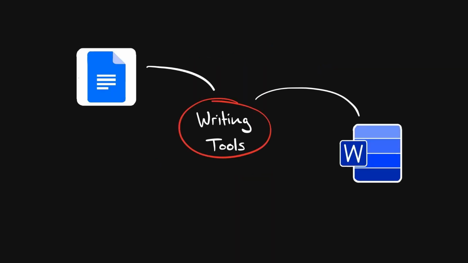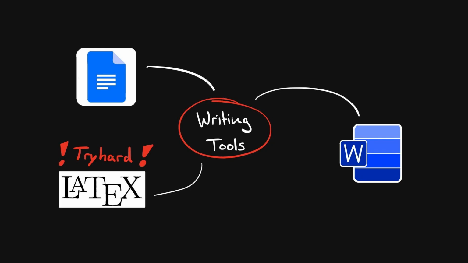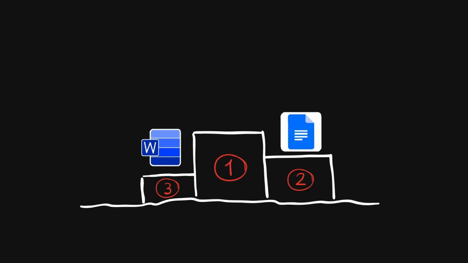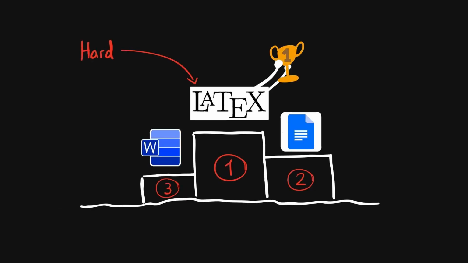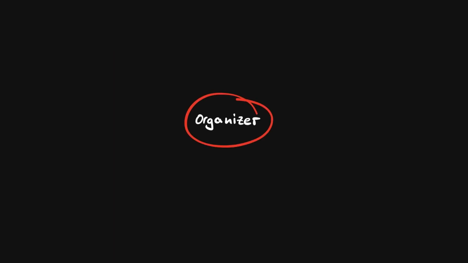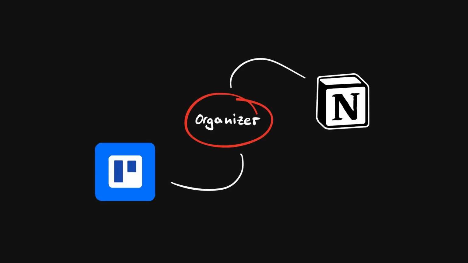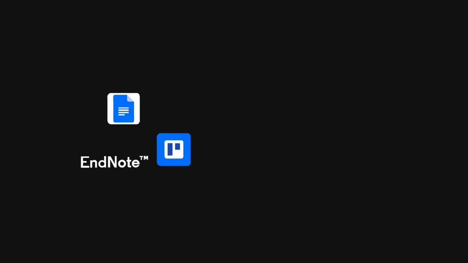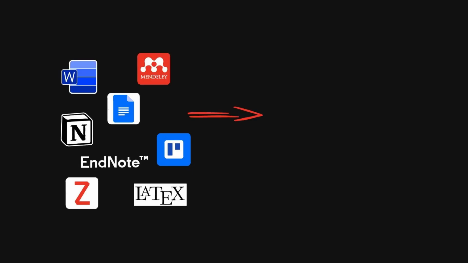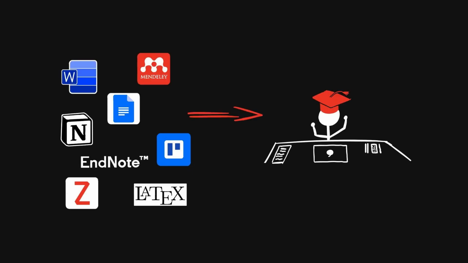For writing tools you can use Word, Google Docs, or LaTeX if you're a tryhard. Jokes aside, LaTeX is probably the best, but takes some hours to learn. For organizing apps, I recommend Trello or Notion. Trust me, choosing the right programs now saves you hours or days later. Your future self will thank you.